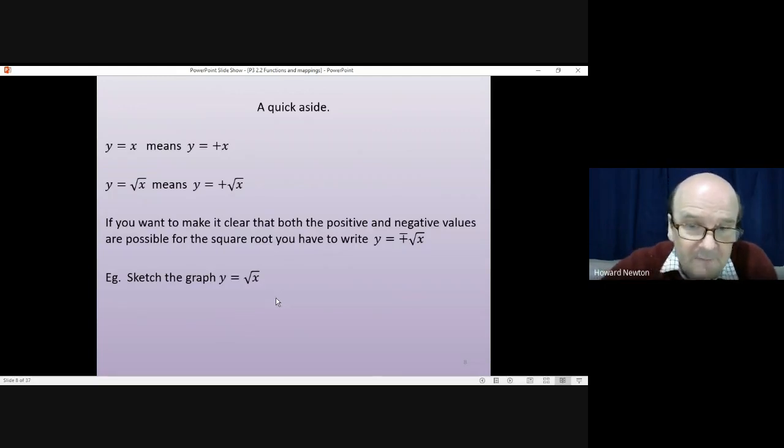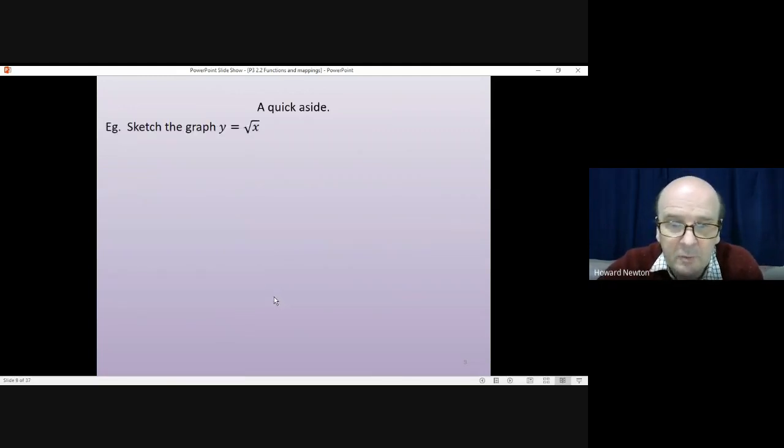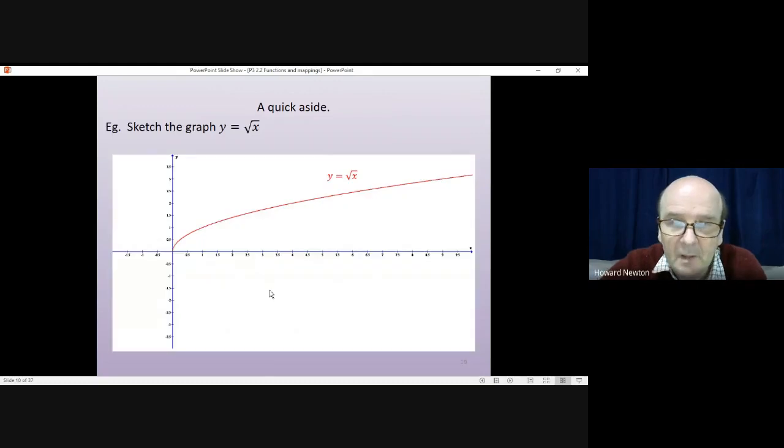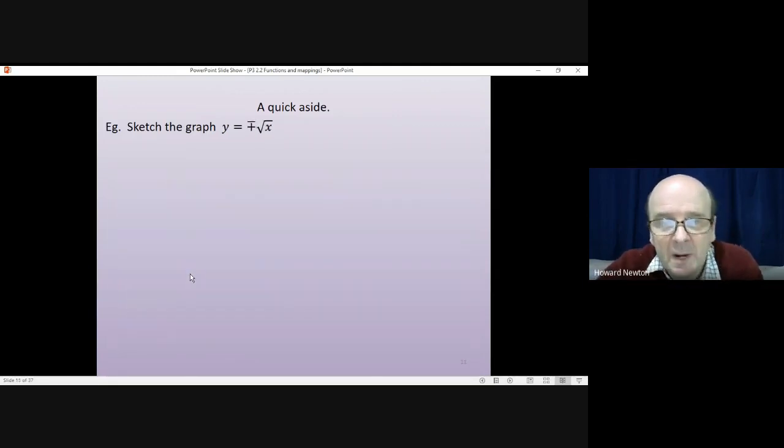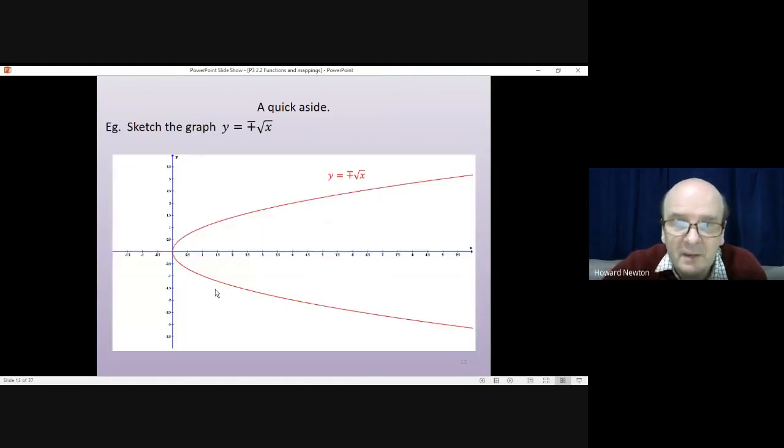For example, if you had to sketch the graph y equals root x, that is what it would look like. Just the positive value of root x. Whereas if you were sketching the graph of y equals plus or minus root x, then you would get what you would normally think of as the graph for that. You have the plus values on the top of the axis here, and underneath the y-axis, you have the negative values of root x. But you need the plus minus to get the whole graph.